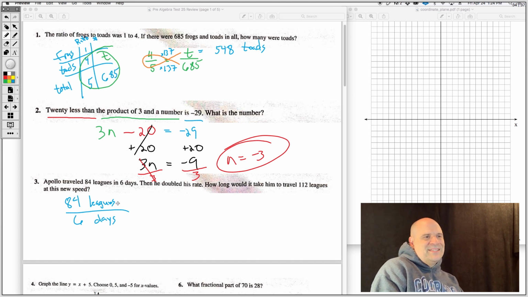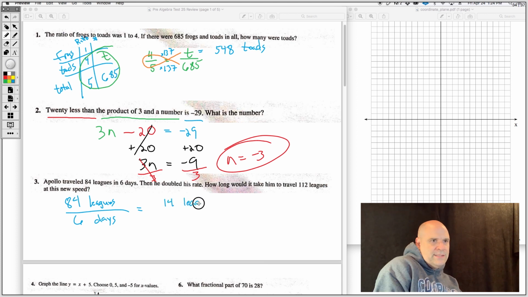Well, first of all, since this is a rate, I'm going to simplify it. I'm going to reduce it. So let's divide. Let's see if this divides nicely. It does. You get 14 leagues per day. Okay? Let's see, to double it means you're gonna multiply it by 2.